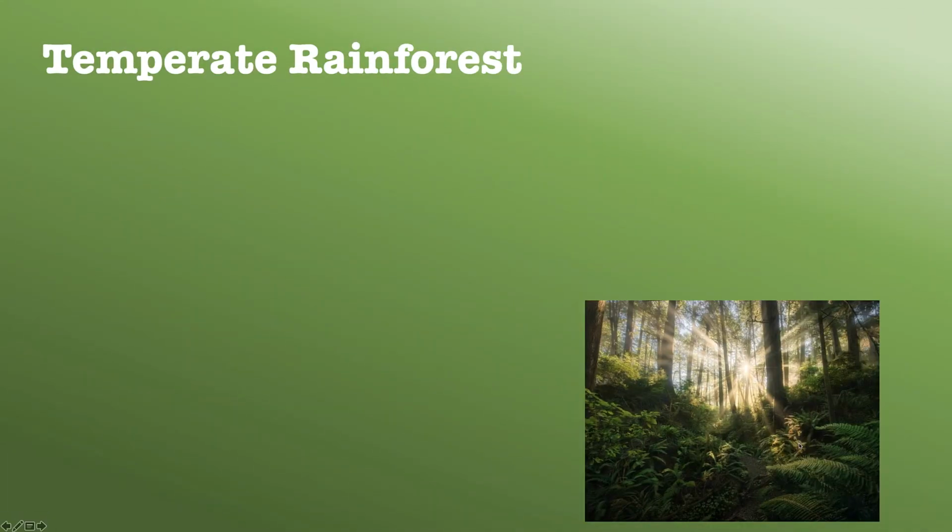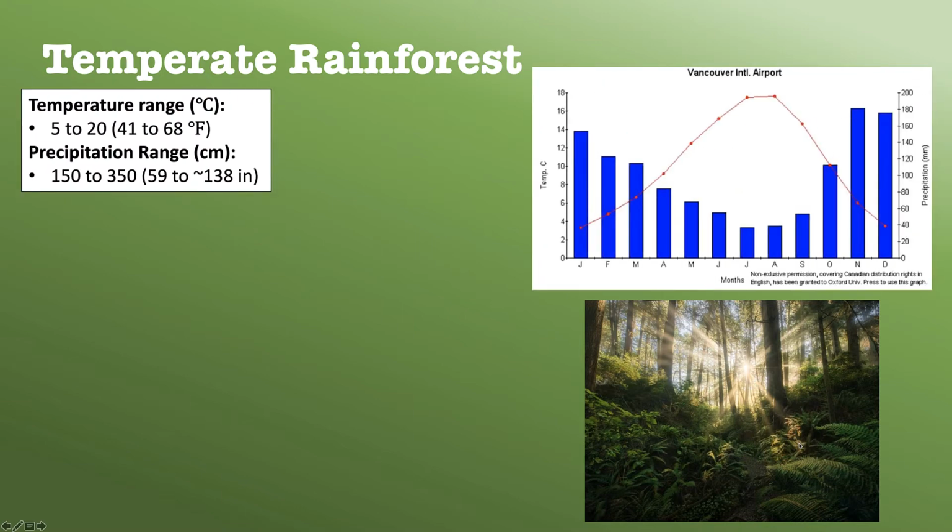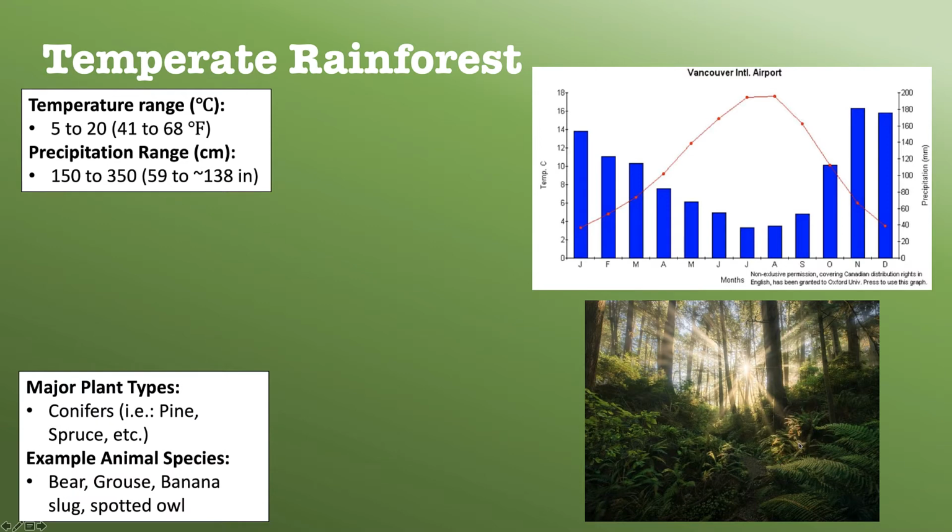Next, moving on to the temperate rainforest, and yes, you saw that right, it's a rainforest, it's just cooler. We're looking at temperatures between 5 and 20 degrees Celsius, and precipitation ranging from 150 to 350 centimeters. So it's definitely more damp than what we've been talking about so far. Conifers, again, reign supreme, but you also get things like ferns and mosses that are very common in this biome. Bear, both black bear and grizzly bear, grouse, banana slug, spotted owl, which is a very important species when looking at the Endangered Species Act. These are all animals that find these biomes home.